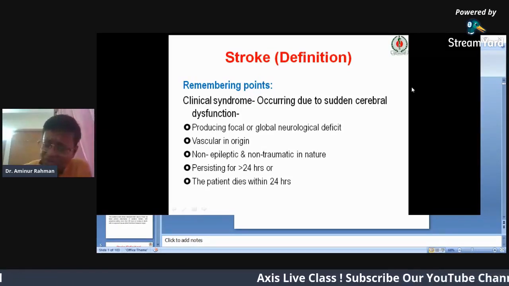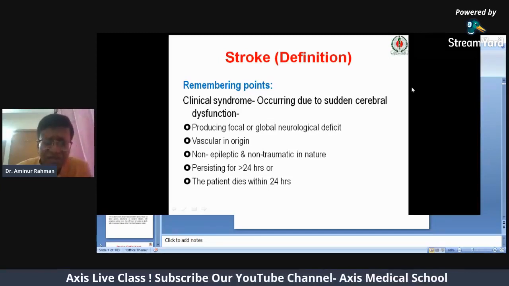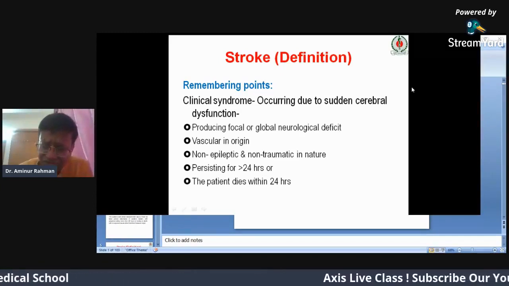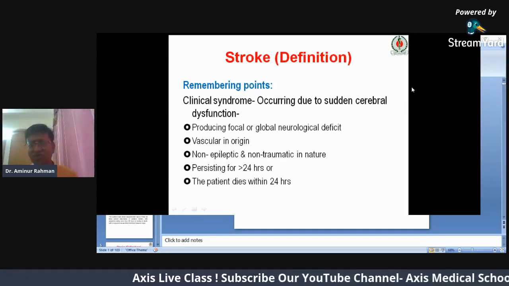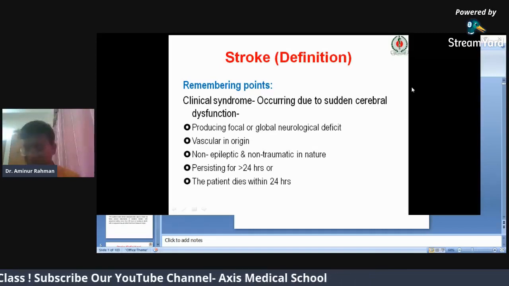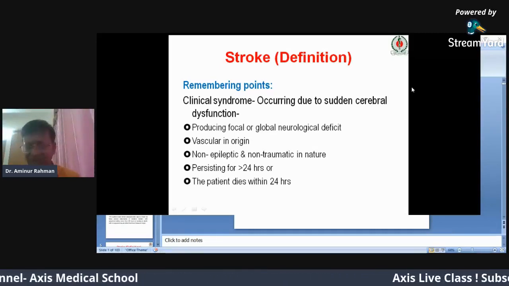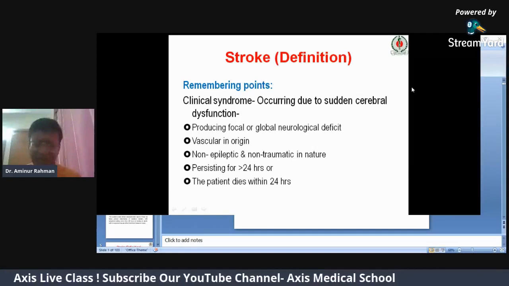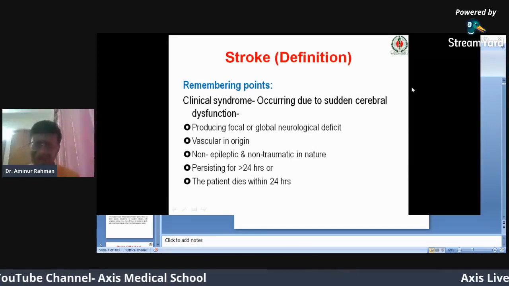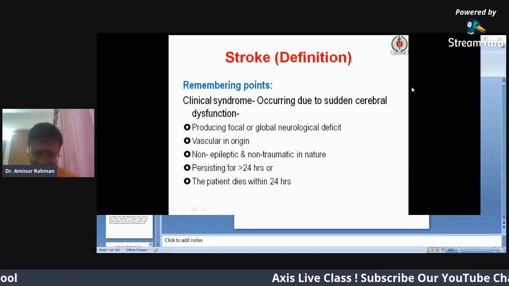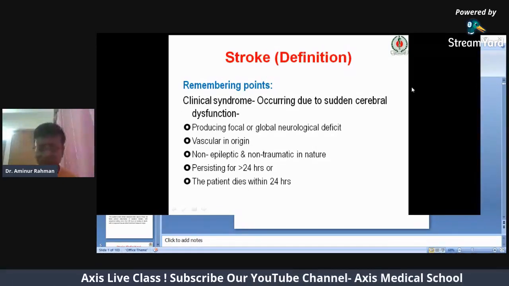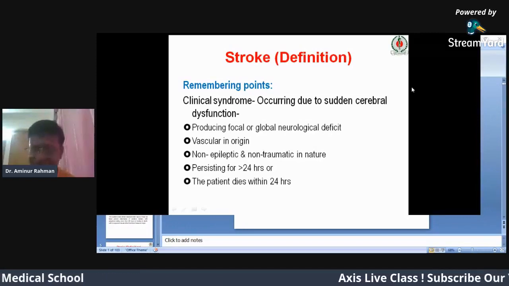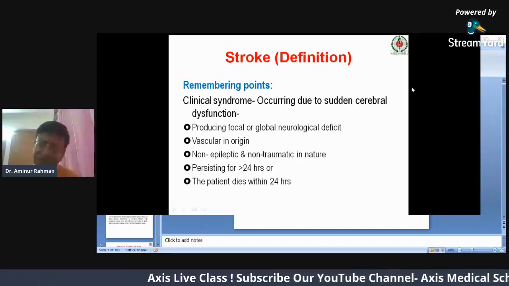If the patient dies within 24 hours with sudden onset of cerebral dysfunction that is vascular in origin, focal or global neurological deficit, non-epileptic and non-traumatic in nature, it is stroke. So for the diagnosis of stroke, remember it must be sudden onset cerebral dysfunction. It must be focal or global neurological deficit. It must be vascular in origin. It must be non-epileptic, non-traumatic in nature, and persisting more than 24 hours, or the patient dies within this period. If you understand this definition, you can diagnose stroke.